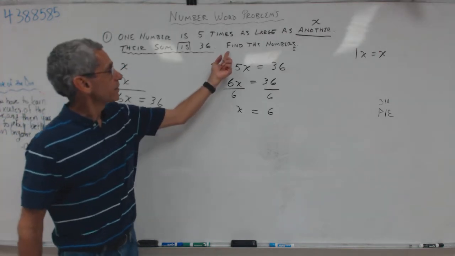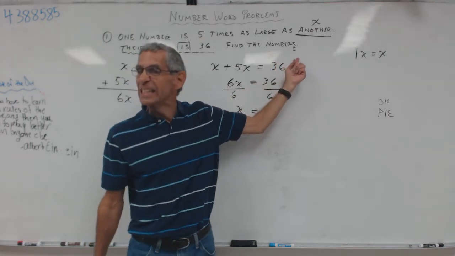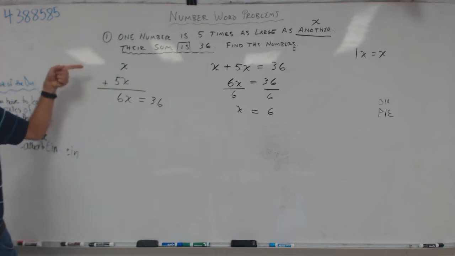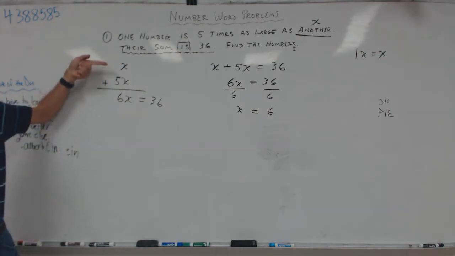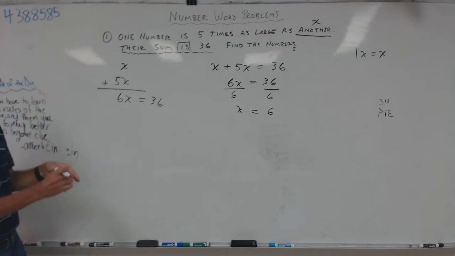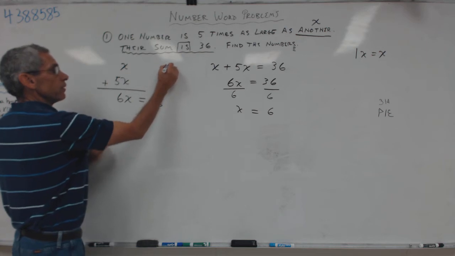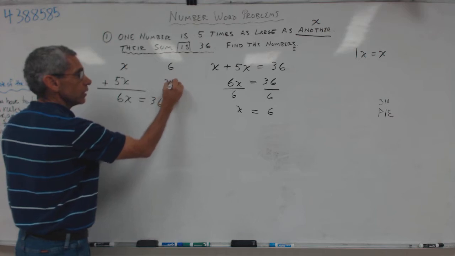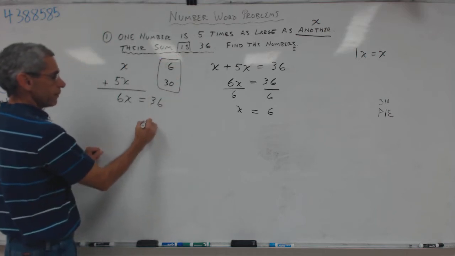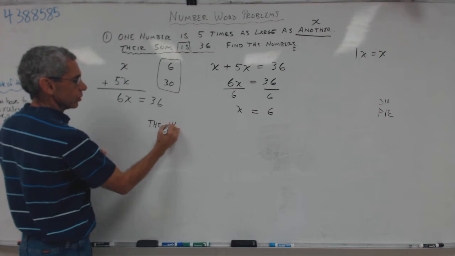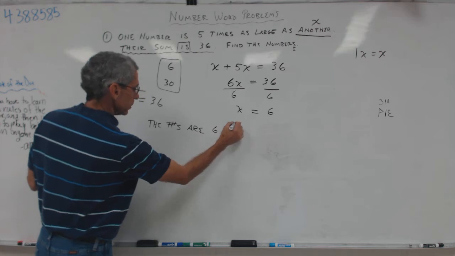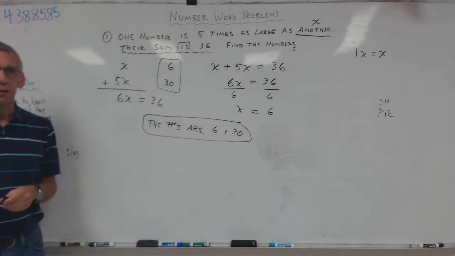No. Look at the last sentence. It says find the numbers, right? There's a plural there. So I go back to my original numbers that I wrote, x and 5x. And I know that x is 6. So my first number is 6. My second number is 5 times 6, which is 30. So those are my two answers. So I would say the numbers are 6 and 30. And I put it in a box or a circle, and I'd be done.